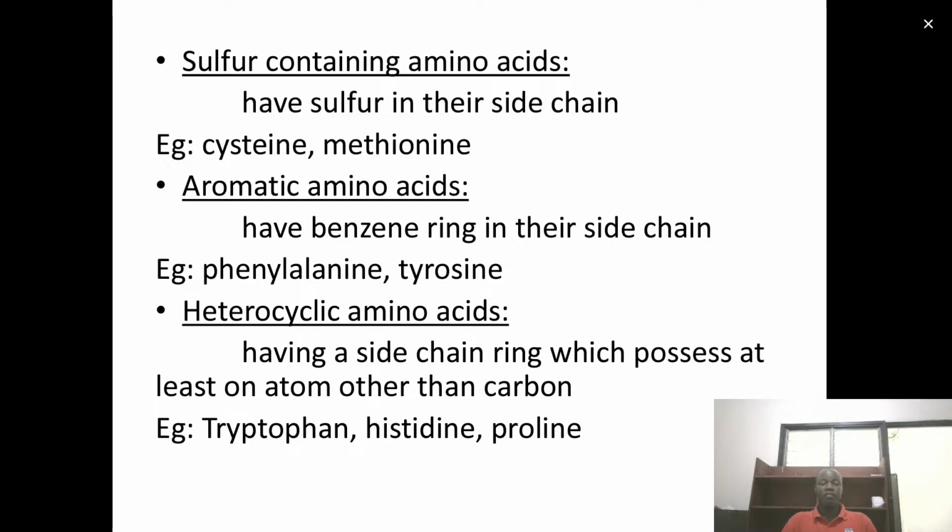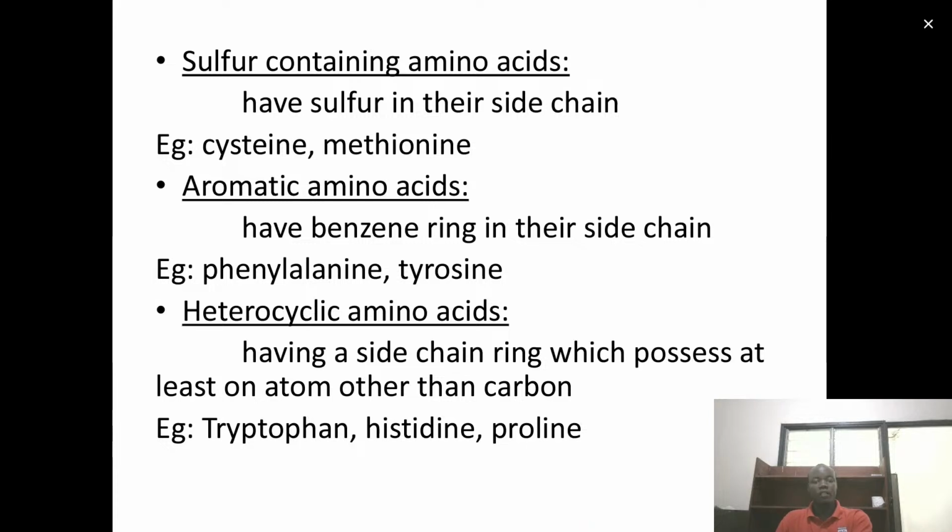And then we have heterocyclic amino acids. It means that in their side chain, they possess at least one atom other than carbon. Apart from the carbon in the ring, they also have another atom, maybe nitrogen or sulfur or any other atom. That is why they are called heterocyclic. It means that in the ring it's not only carbon. There are other atoms, maybe nitrogen or something like that. So we have tryptophan, histidine, and proline. That is the example of heterocyclic. It means that in the ring they have other groups there.